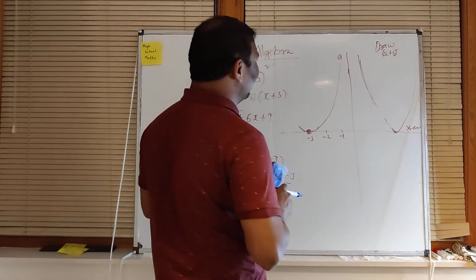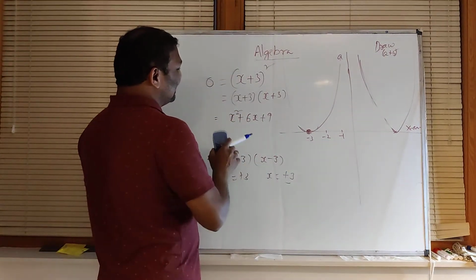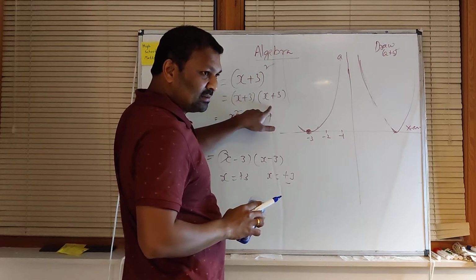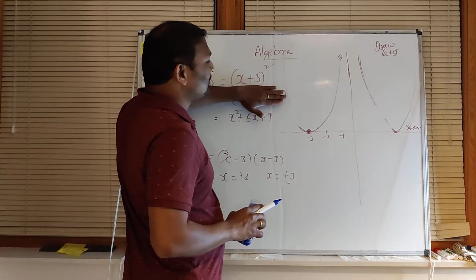Okay, let's not divert. So this is how you have to do it. For example, in this case, both the factors are the same. What are the factors of x plus 3 whole square?